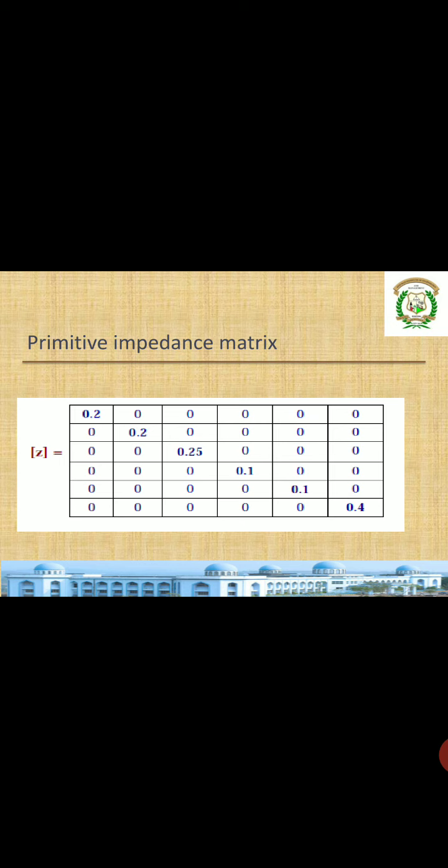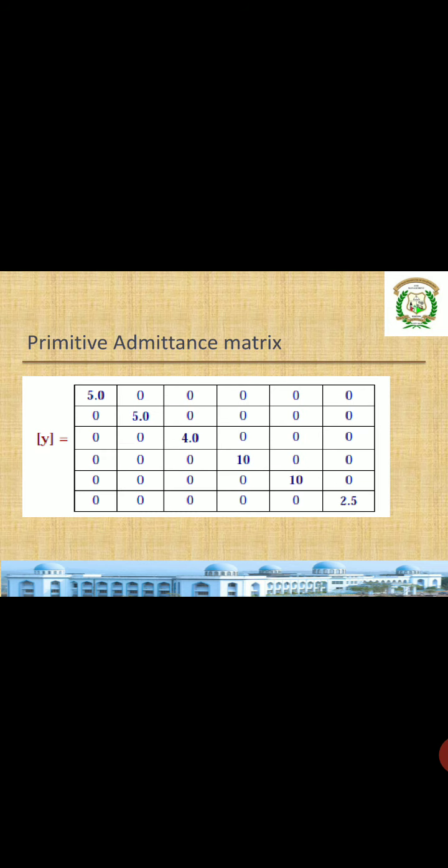As I told you, getting the primitive admittance matrix is easy here, because there are no off-diagonal elements; all are 0. Just the reciprocal of this Z will give you the primitive admittance matrix. All these values form the primitive admittance matrix. Only diagonal elements are present because there are only self values and no mutual values. So this is the primitive admittance matrix without mutual coupling.